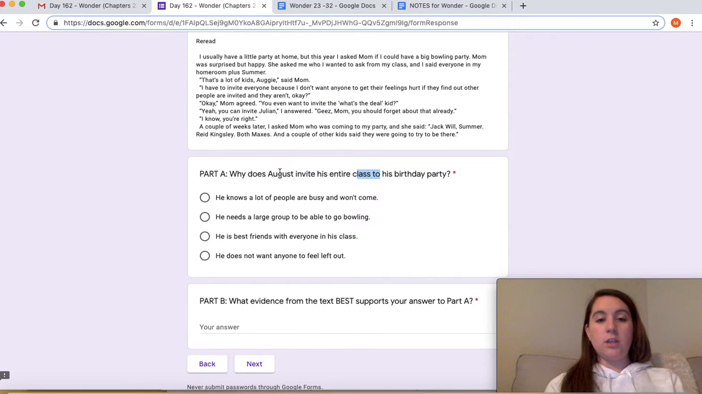So is it because he knows a lot of people are busy and won't come? Is it because he needed a large group to be able to go bowling? Is it because he is best friends with everyone in his class? Or because he does not want anyone to feel left out? So I'm going to reread over this.